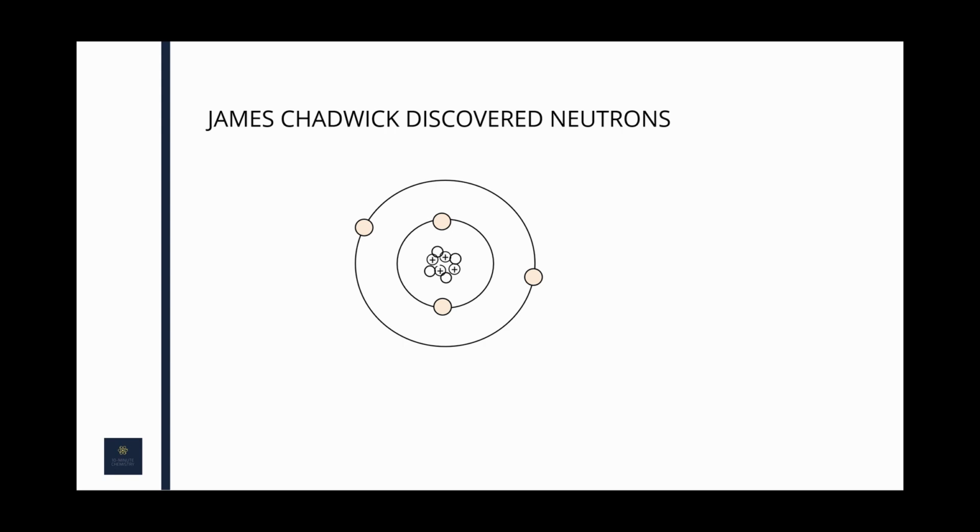So James Chadwick discovered that the core in the middle was made up of positive charges, which we already knew, and neutral charges, which he called neutrons because they don't have a charge, but they have a mass. So the hard core is made up of positive charges and neutral neutrons.